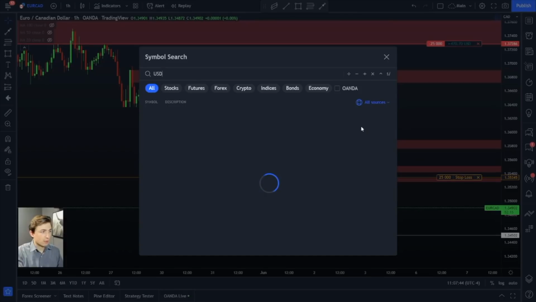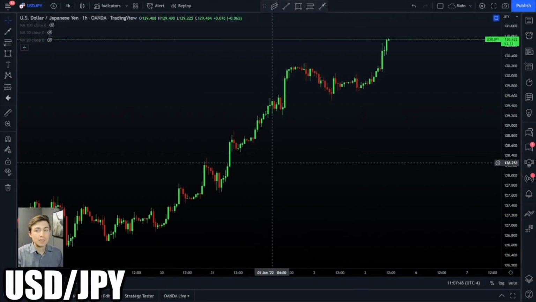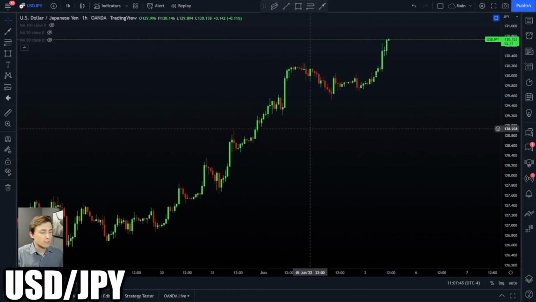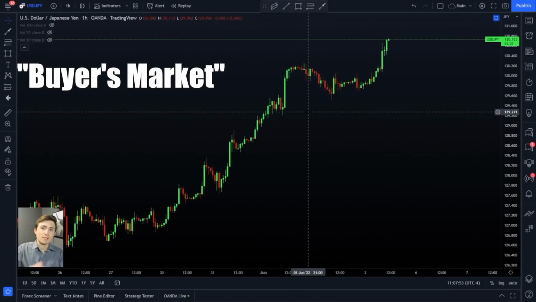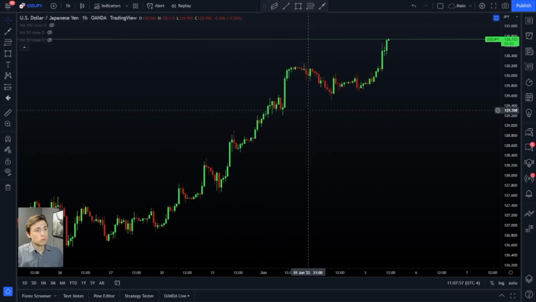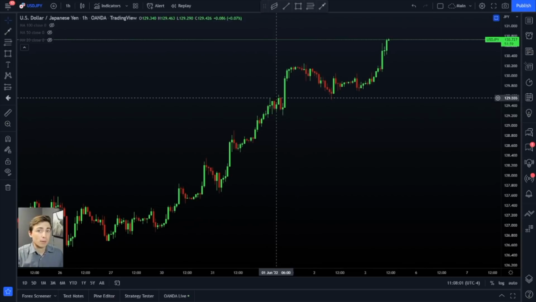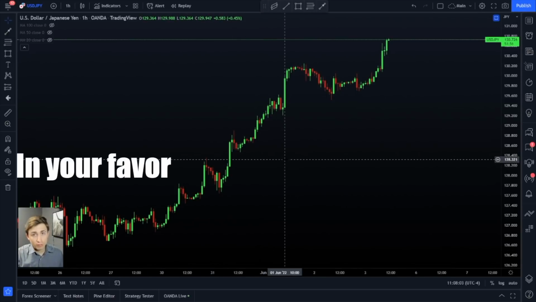Let me show you an example of the opposite extreme. Here is a chart where we have a buyer's market. That's what we're going to refer to this as, a seller's market or a buyer's market. In a buyer's market, you want to be looking for good buying opportunities in a market that is in your favor.